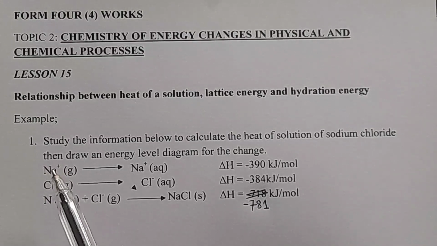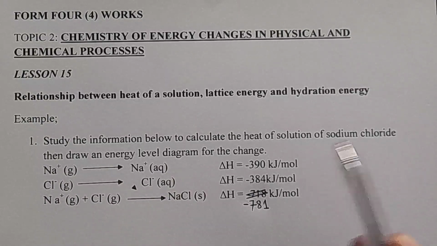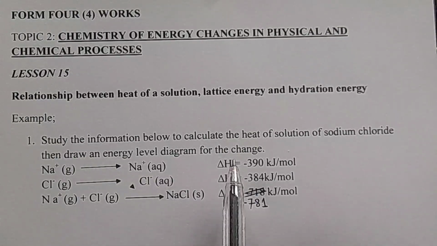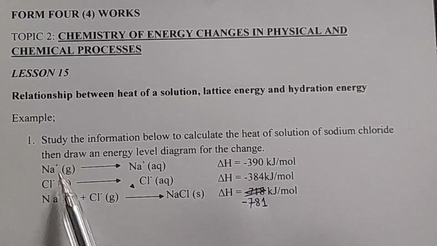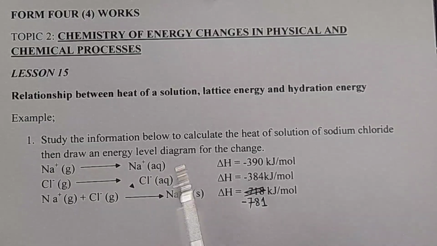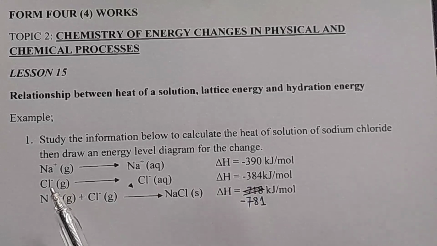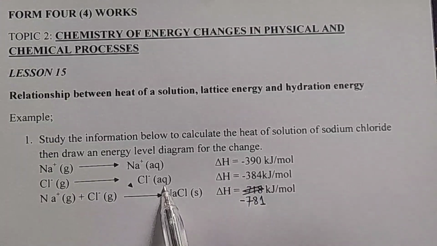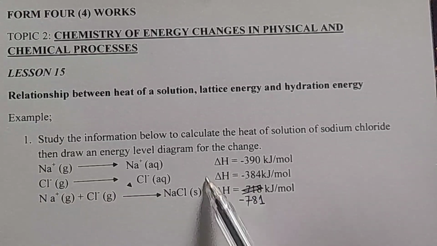So example 1, we are told to study the information below to calculate the heat of solution of sodium chloride, then draw an energy level diagram for the change. Here we are given sodium ion, which was gaseous, it became hydrated. So that means this is enthalpy of hydration of sodium ion. Here we have chloride ion, which was a gas, it became hydrated, it became aqueous. So this is the enthalpy of hydration of chloride ions.